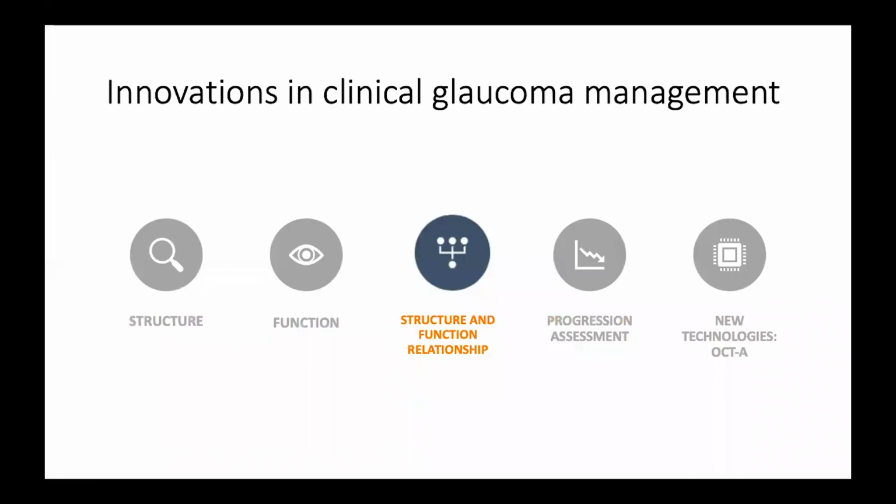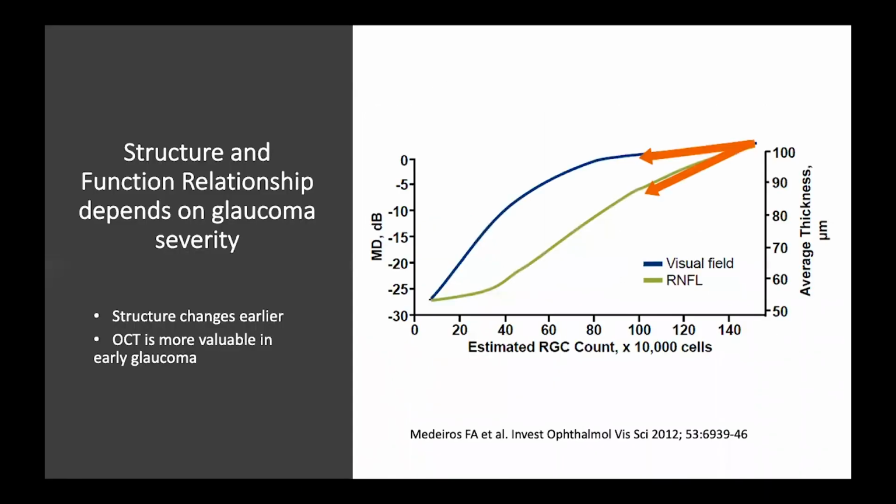So the next innovation would be, what are the new trends in structure and function relationship? We know that structure and function do not always go together. Sometimes they do, sometimes they don't. But there are some patterns that we can use as a help or as a tip.